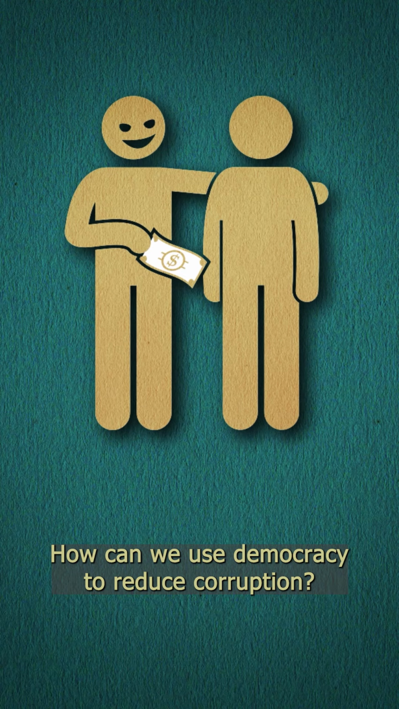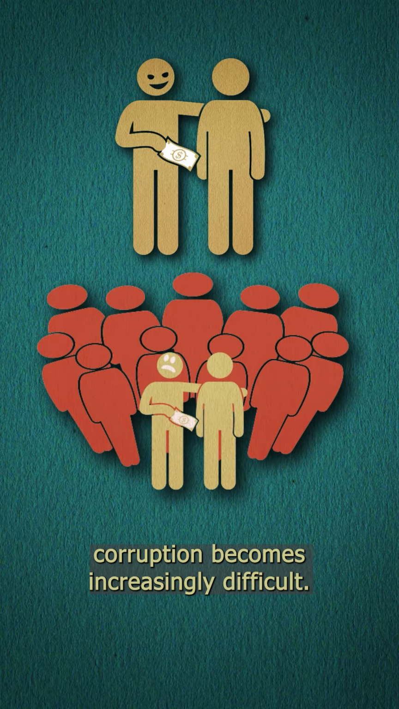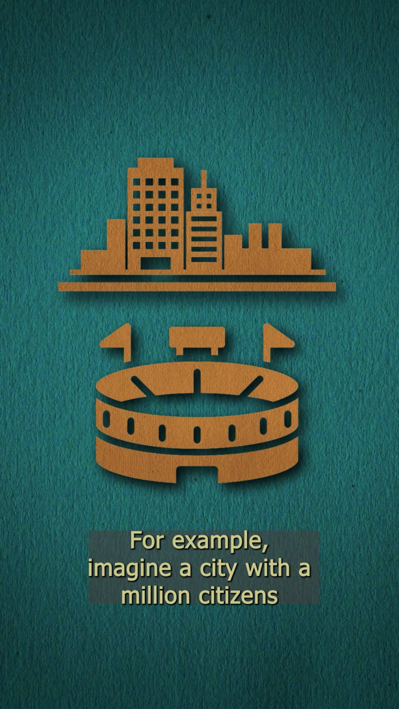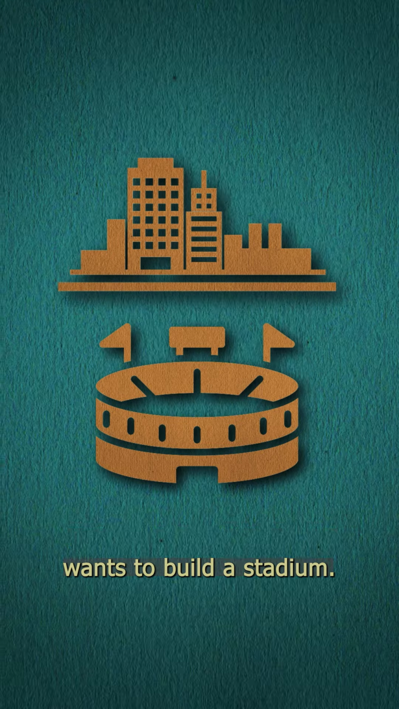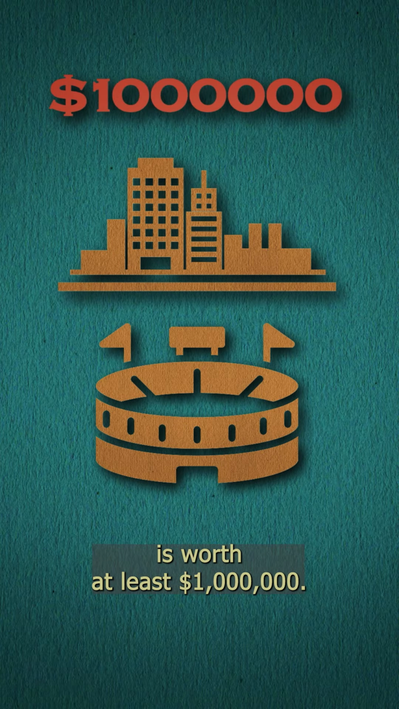How can we use democracy to reduce corruption? According to the Dictator's Handbook, corruption becomes increasingly difficult the more people you involve in decision making. For example, imagine a city with 1 million citizens wants to build a stadium. The contract for building the stadium is worth at least $1 million.